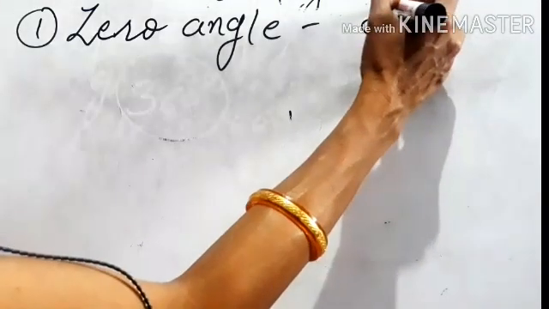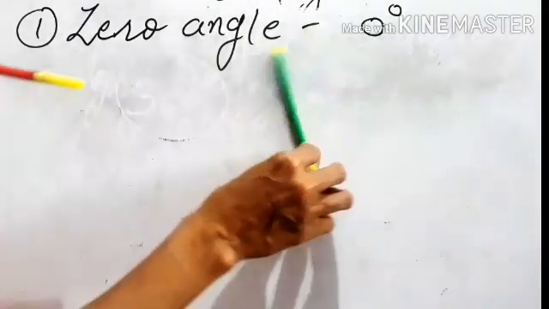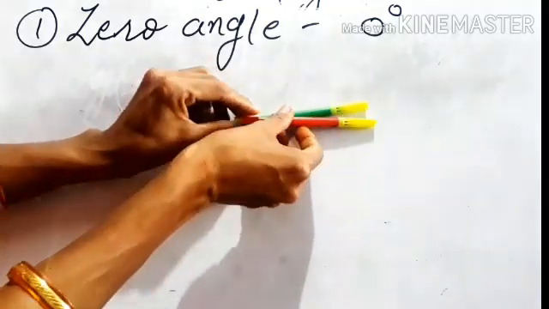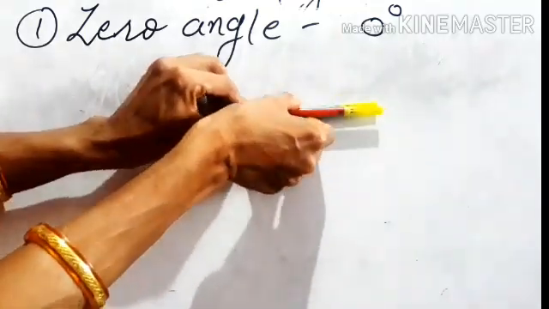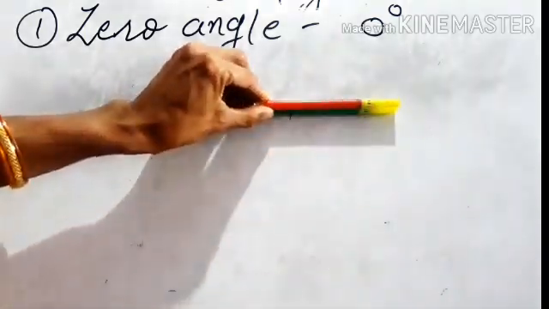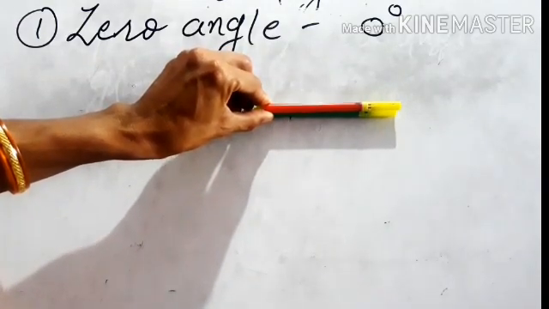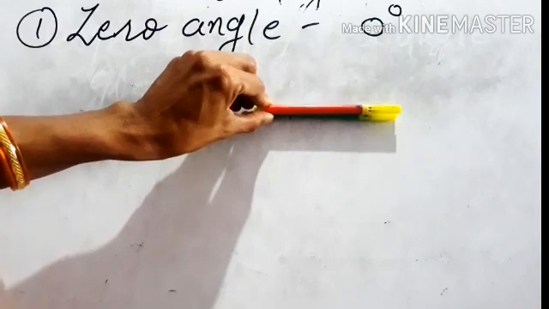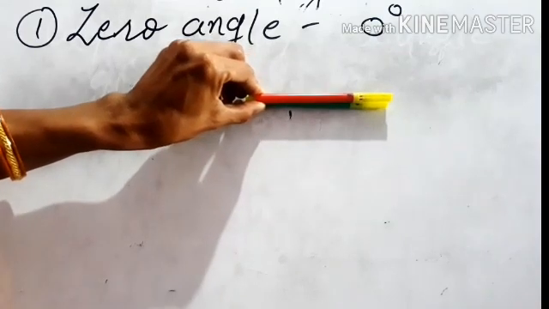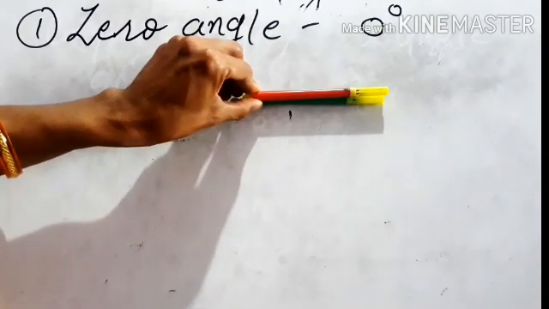The measure of the zero angle will always be 0 degree, which means there is no angle between them. For example, see here, these two pens, if I keep them in this position one above the other, that means no angle is there. That means this is the zero angle. The measure of the zero angle is written as 0 degree.